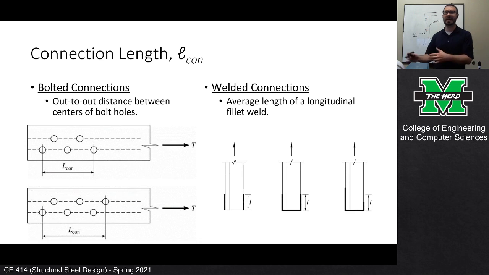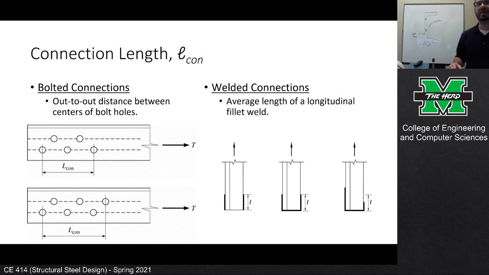The connection length is actually pretty easy. It's just the out-to-out distance between the centers of the bolt holes. So if you have a grid-like pattern, just however far your out-to-out bolts are, if your connection is staggered, like you have here, just the out-to-out distance. Now, probably the most common mistake is sometimes students will include that distance. You do not include that distance. You only include the out-to-out center-to-center distance between the bolts.